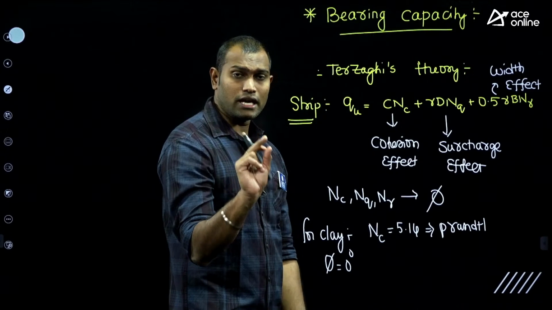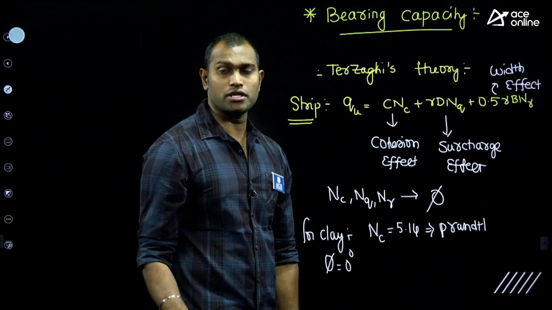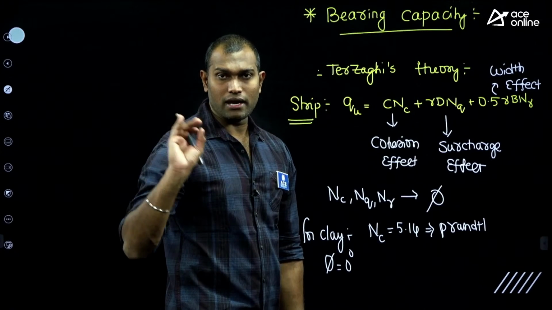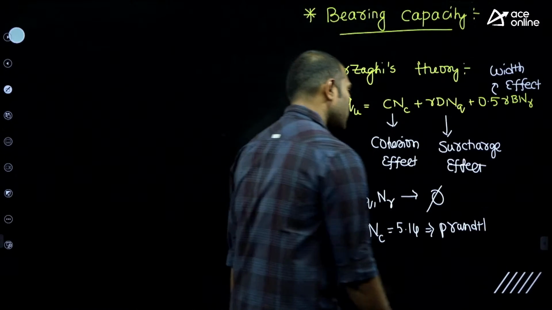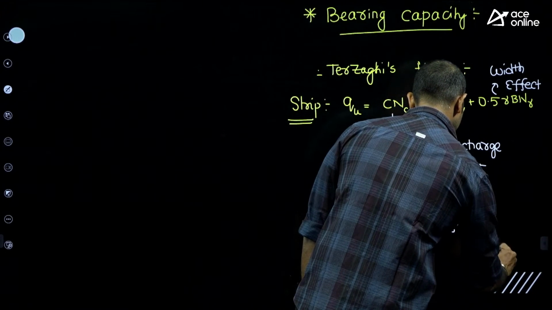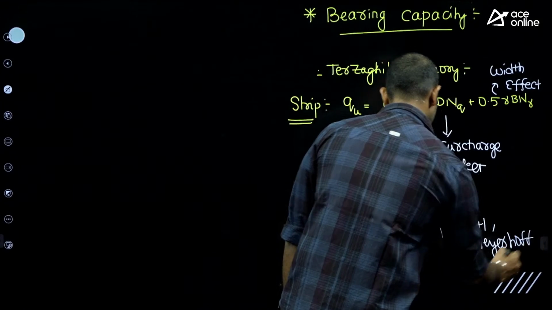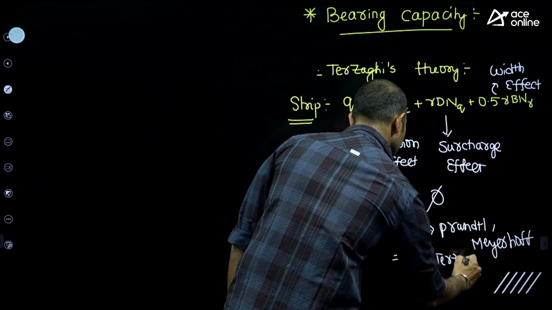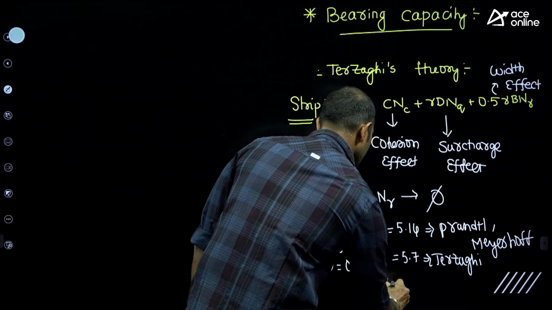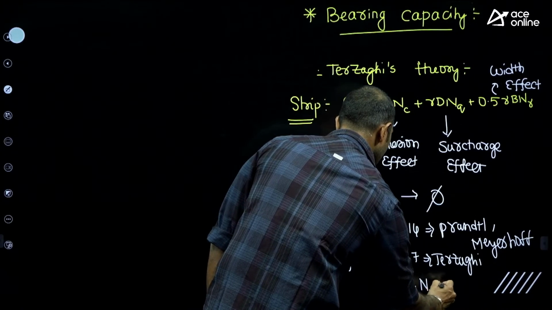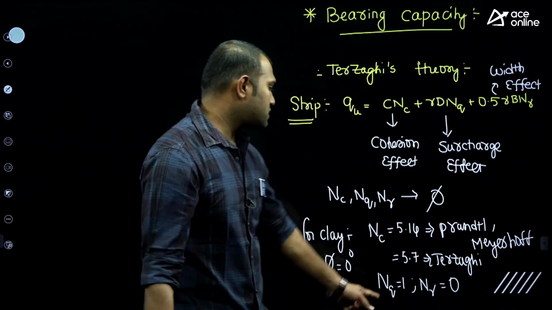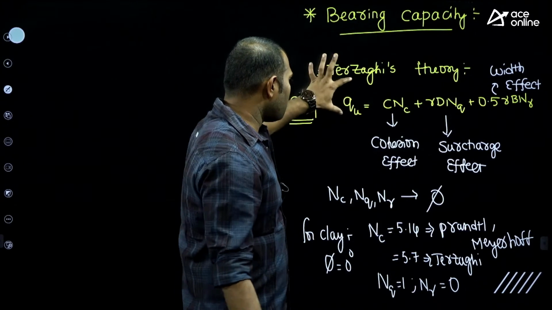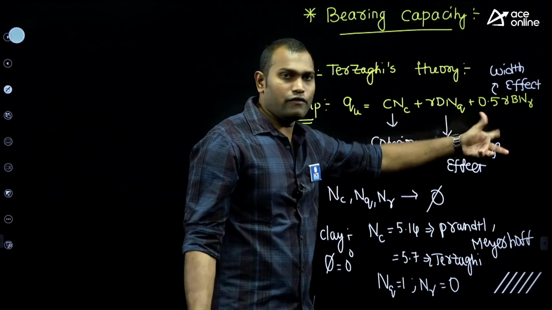That was the question asked in GATE 2023. They asked a 2 marks numerical question. They give you the clay soil, but the theory is based on Meyerhof. Prandtl and Meyerhof use the same Nc, 5.14. 5.7 is for Terzaghi. And Nq is equal to 1 and N gamma is equal to 0. When N gamma is equal to 0, that is nothing but the width effect is going to be neglected. In clays, ultimate bearing capacity is independent of the width effect.